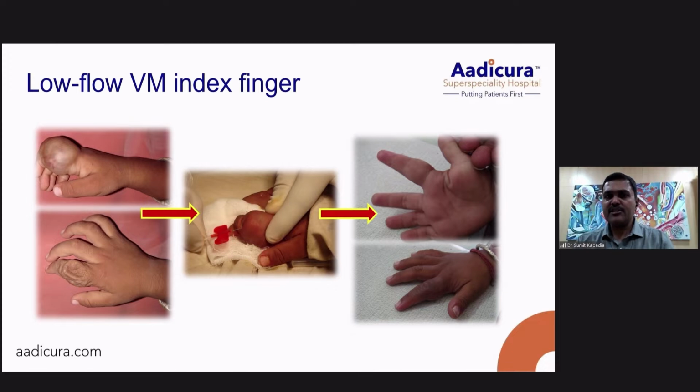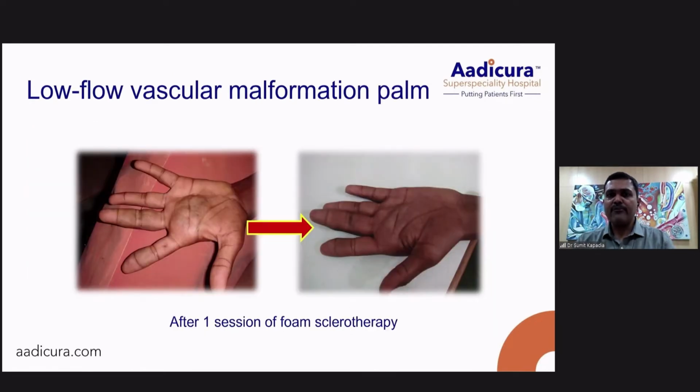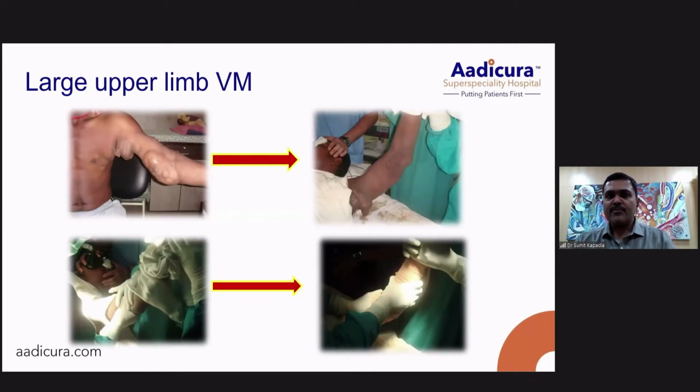He underwent 3 sessions of sclerotherapy, and after 3 sessions, we see more than 90% regression of the lesion. The boy is still under follow-up. That's another example of a palm vascular malformation, again treated with sclerotherapy. That's a patient who has a large extensive upper limb malformation. These patients usually need multiple sessions, following which they do show reasonably good results.